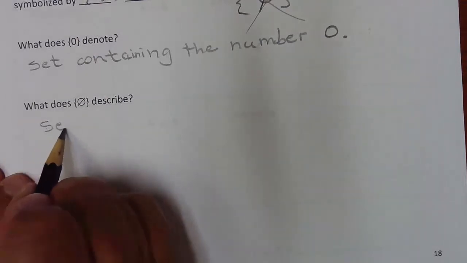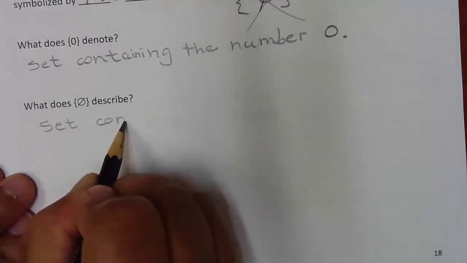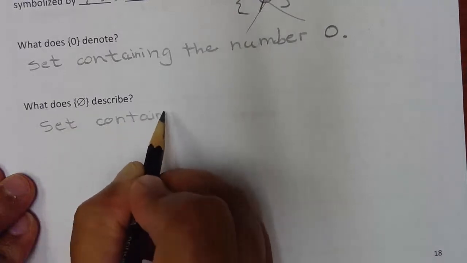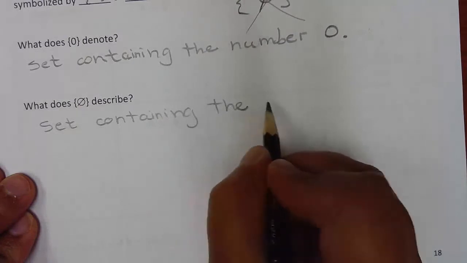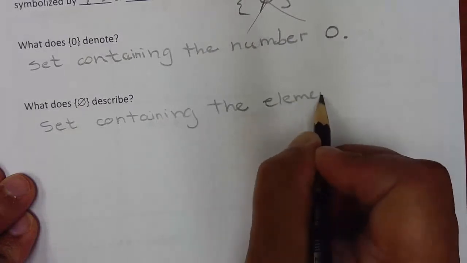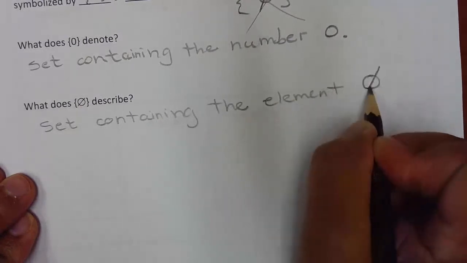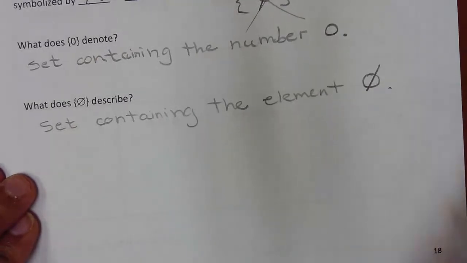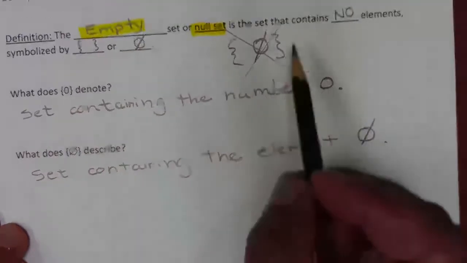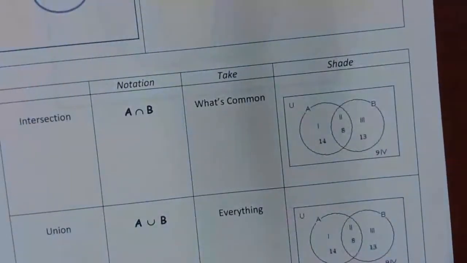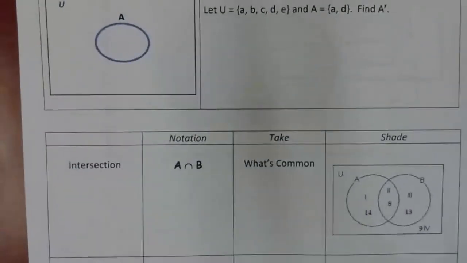What does this describe? It is a set containing the element called the empty set symbol. Okay, so that's not an empty set. I just pointed that out to you up here. All right, now let me try and let you see more of the page here.